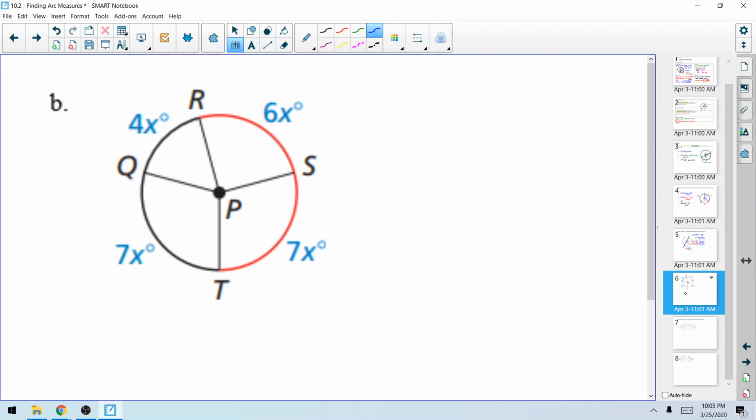Letter B. Take a look at what we got. We have to find the value of x, and then we have to find the measure of each labeled arc.